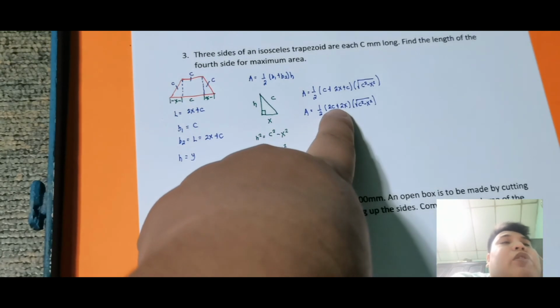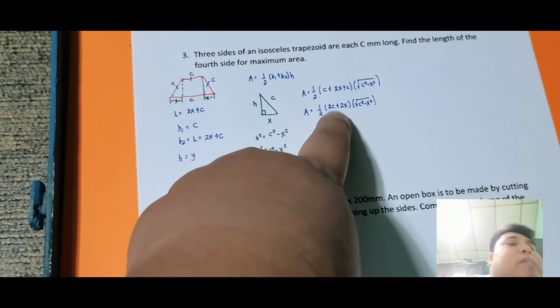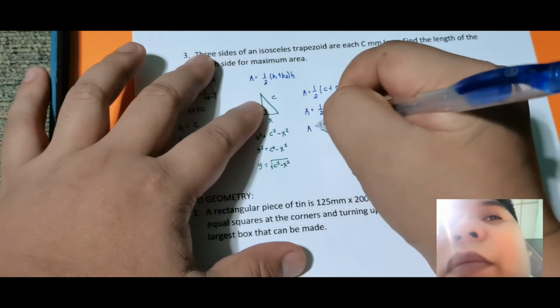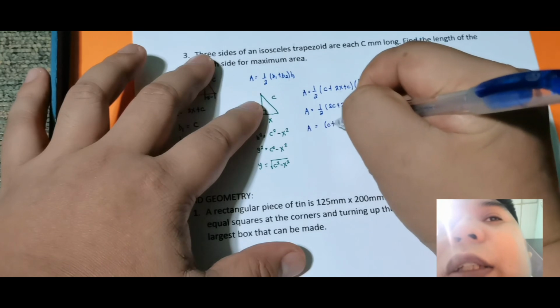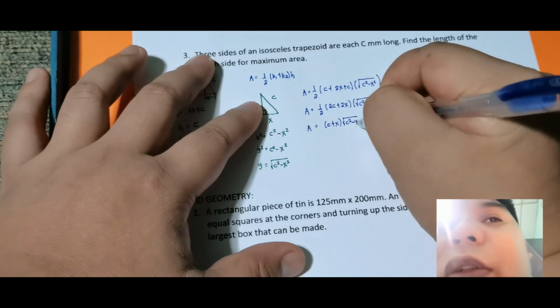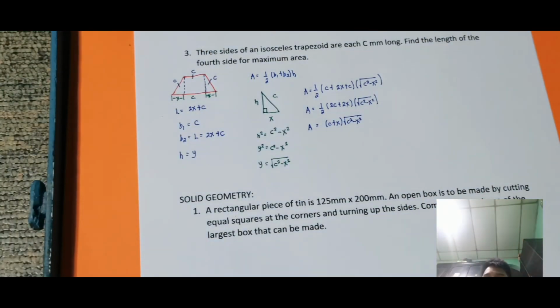Pag pinactor out ko yung 2 dyan, cancel na yung 1 half na yan. Or cancel na yung 2 sa ilalim na yan. So, factor out ko yung 2. So, meaning, ang matitira na lang, this is just a is equal to c plus x, then square root ng c squared minus x squared. Okay, now, dyan na tayo magde-differentiate with respect sa x.